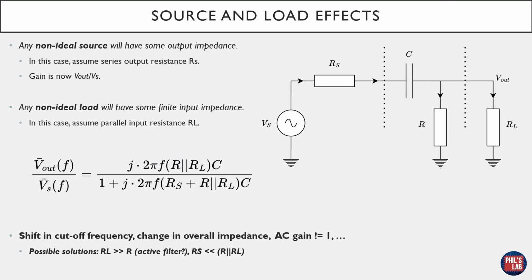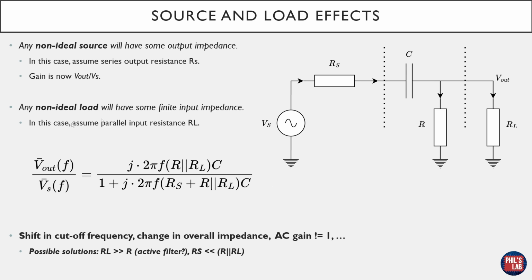As is the case with pretty much any electrical system, we also have to consider source and load effects. Previously, we said that we are connecting an ideal source, which has zero series resistance or zero source resistance. Pretty much any non-ideal source will have some finite output impedance. In this case, we'll assume it's just a series output resistance, RS. So the gain we now have to consider is effectively Vout relative to Vs, which is our source voltage. In addition, we'll also connect our RC high-pass filter to some sort of load. This might be a transistor amplifier, an op-amp, or a high-impedance buffer, but in any case, this load will have some sort of finite input impedance. And in this case, we can just assume it's a parallel input resistance, RL.